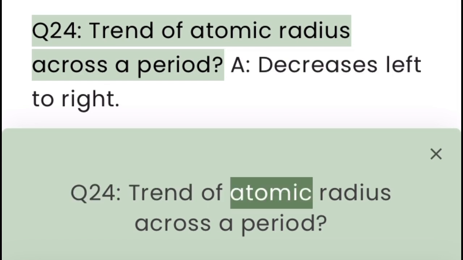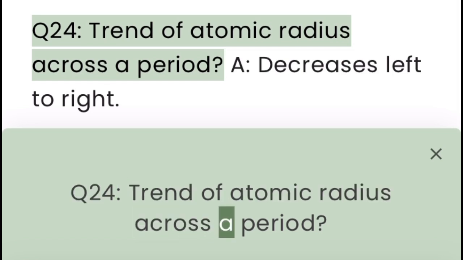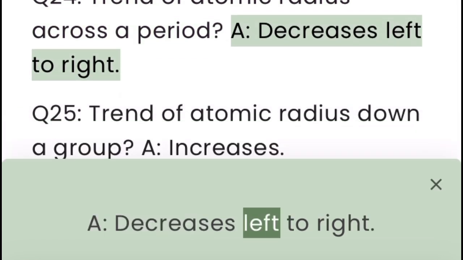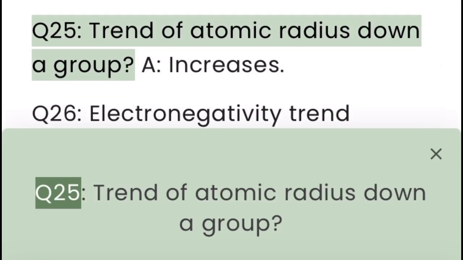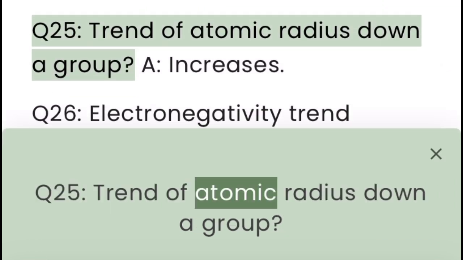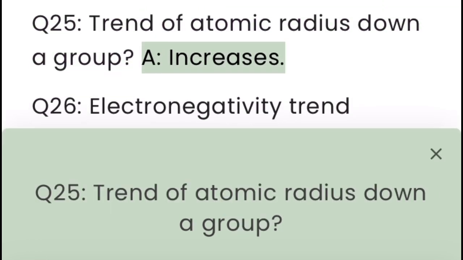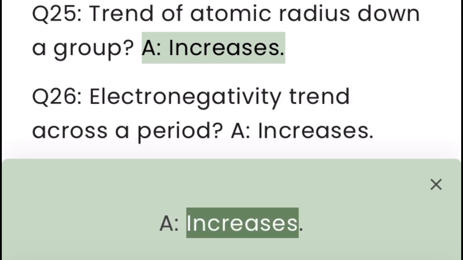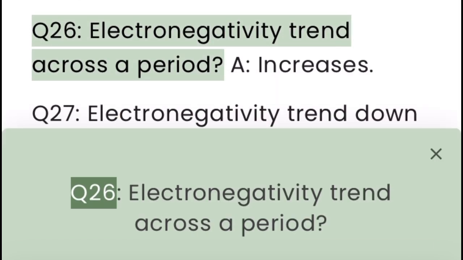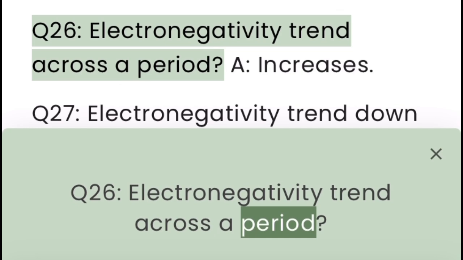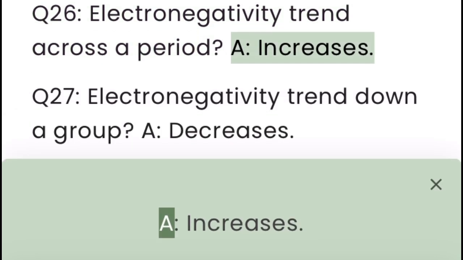Q24. Trend of atomic radius across a period? A. Decreases left to right. Q25. Trend of atomic radius down a group? A. Increases. Q26. Electronegativity trend across a period? A. Increases.